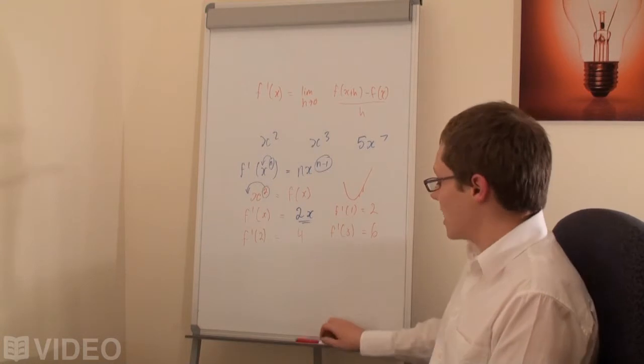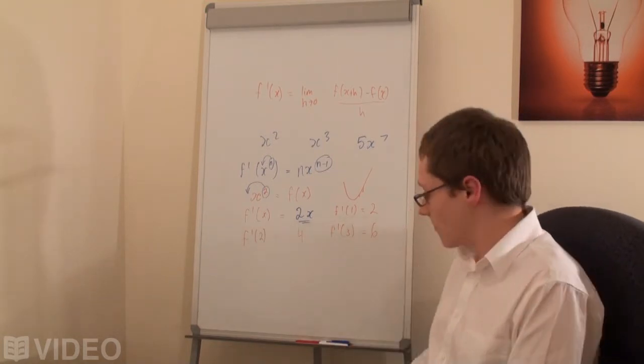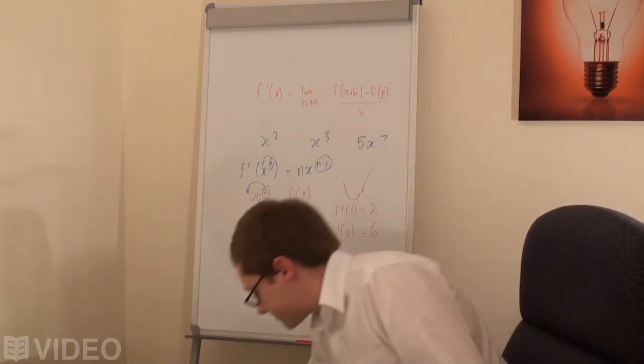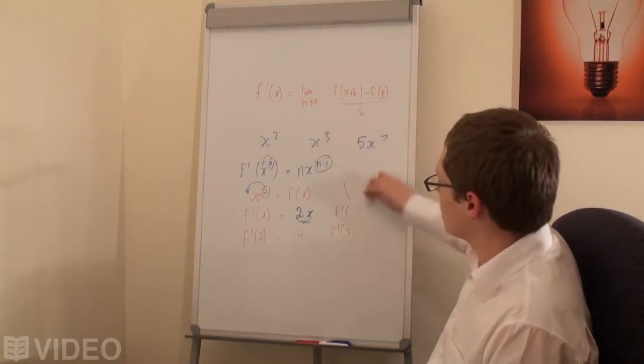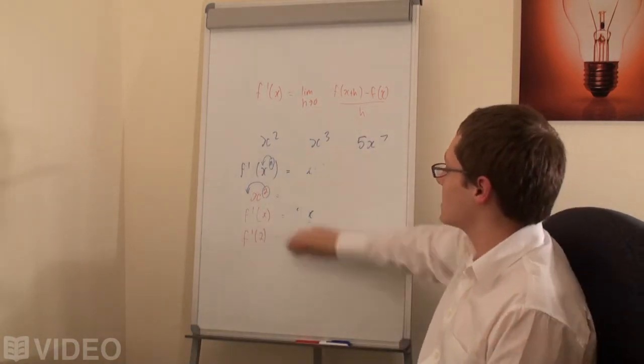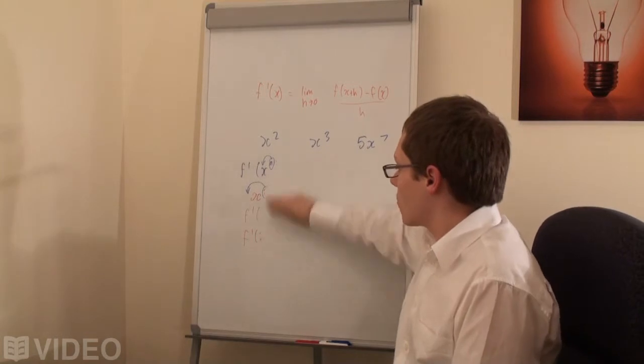Excellent. So now let's have a go at differentiating something slightly more challenging. Let's have a go at this last one up here. 5x to the 7. What's the rule for that?